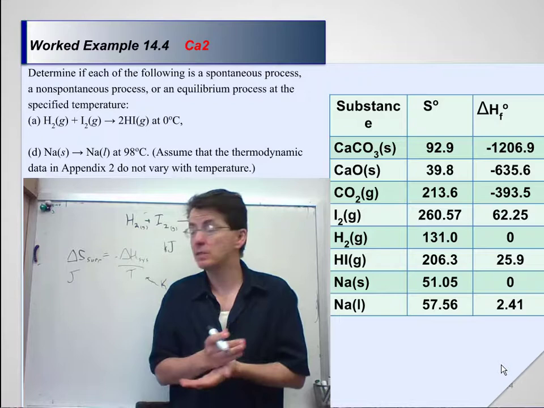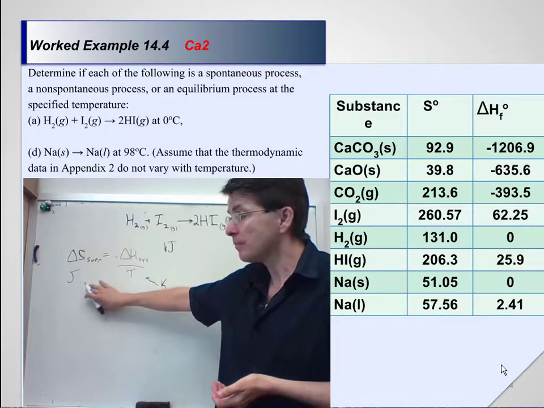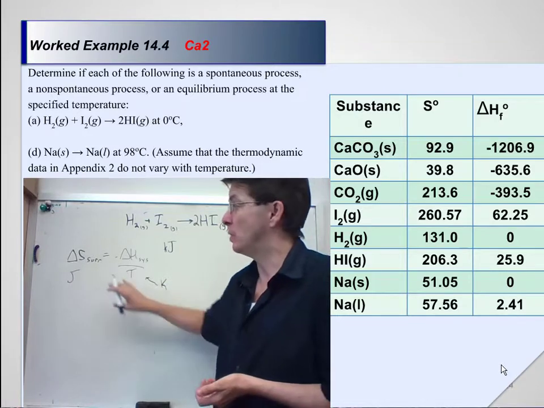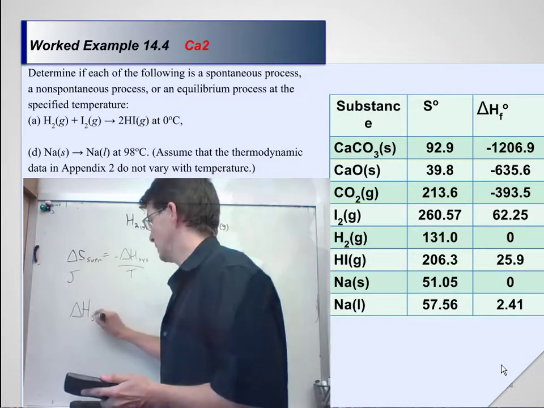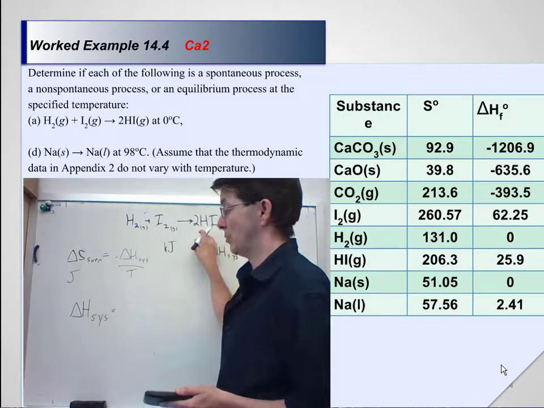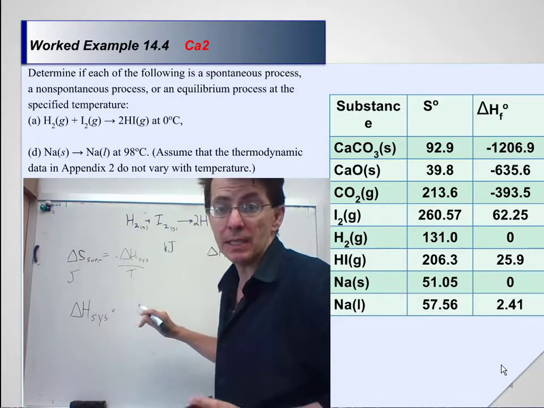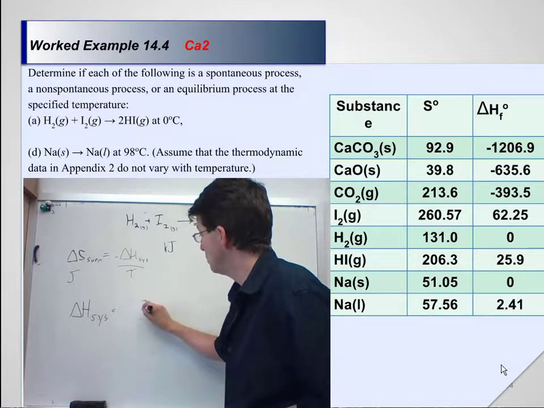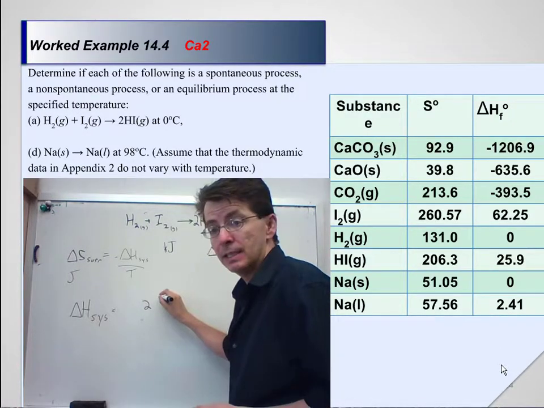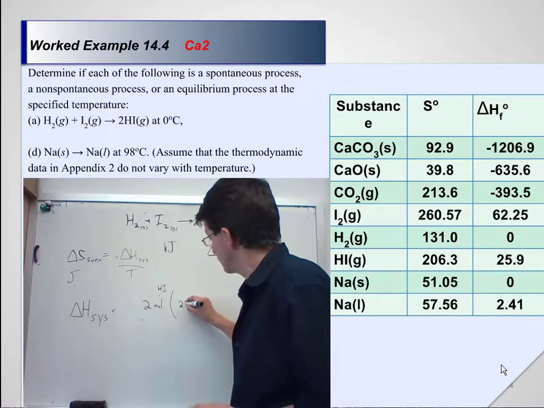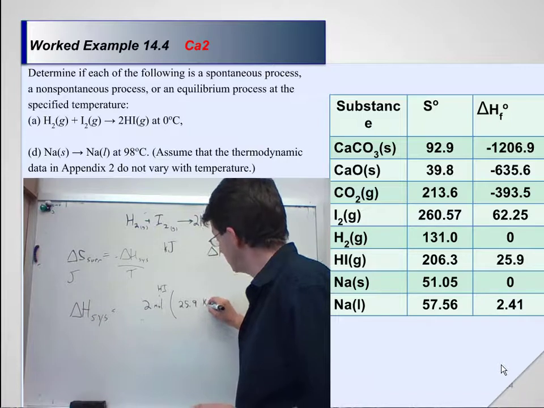So to report the entropy change of the surroundings, we need to know the enthalpy change of the system. So the delta H for the system is equal to the sum of the products minus the reactants. In this case, the delta H is 2 moles of HI. We know that for every 25.9 kilojoules, that's equivalent to 1 mole of HI.